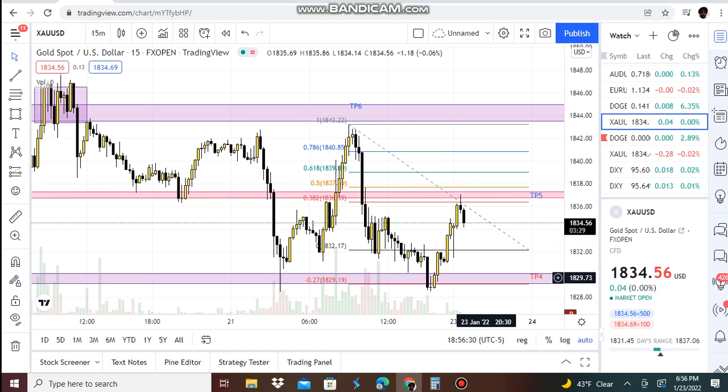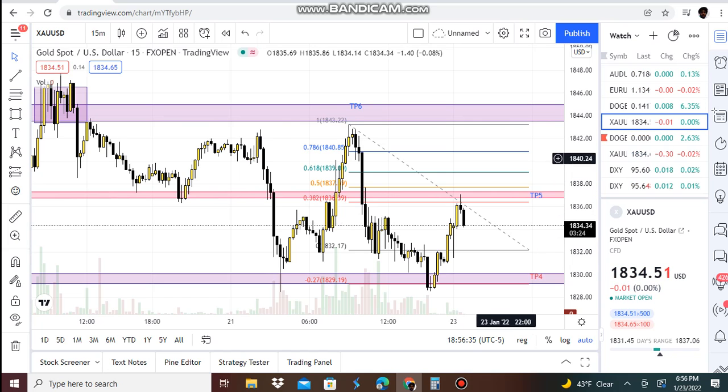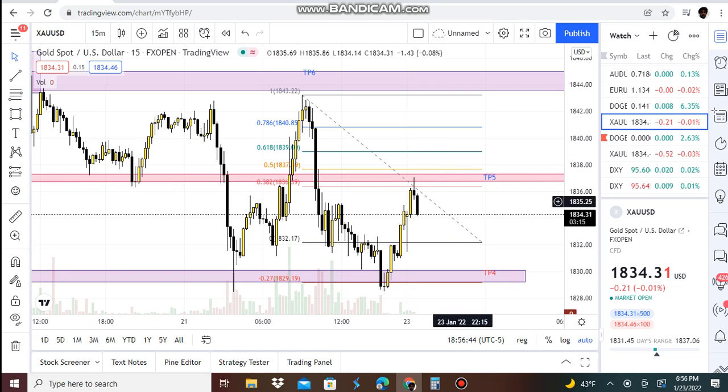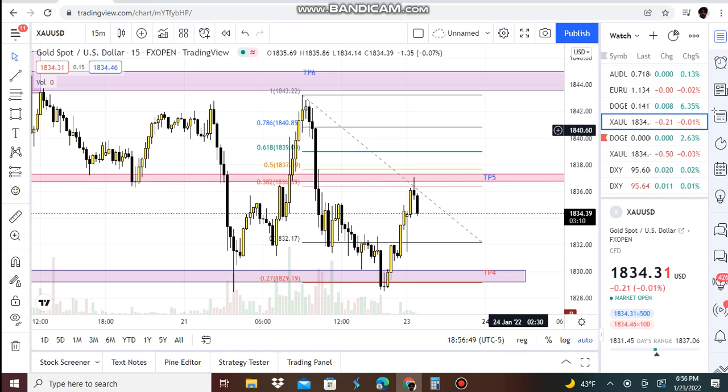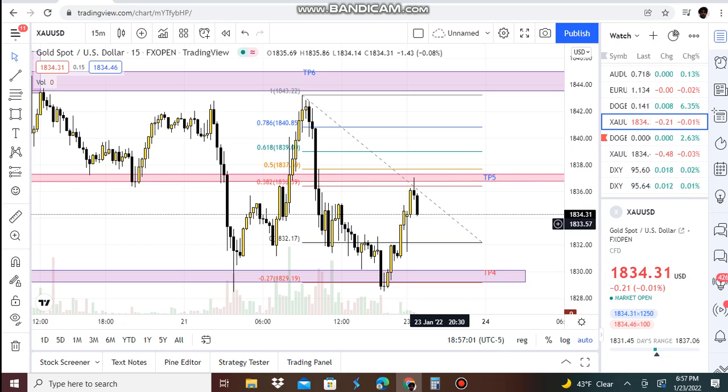But yeah, it should get all the way down to the 27 extension before heading in the overall direction back up, in an uptrend. So it should retest back down to take profit 4 before heading back up to take profit 5 and eventually take profit 6, making higher highs and higher lows. I'll keep y'all updated. Sometimes price will get to 38.2. It won't get to 0.5 or 0.618. It'll get to 38.2 before heading back down. So I'll keep y'all updated again.